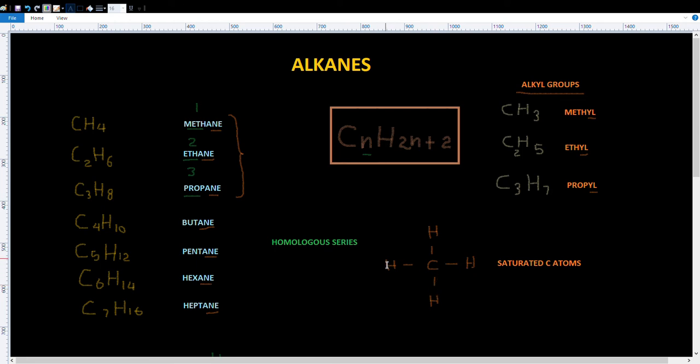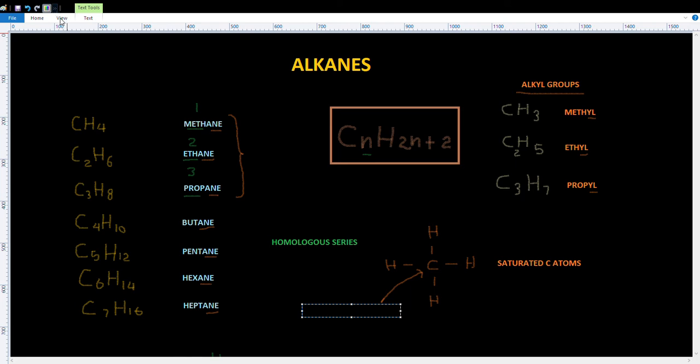Another important thing about alkanes is that alkanes consist of sp3 carbon. So I'm directly telling all the properties of alkanes. Okay, so we'll see.